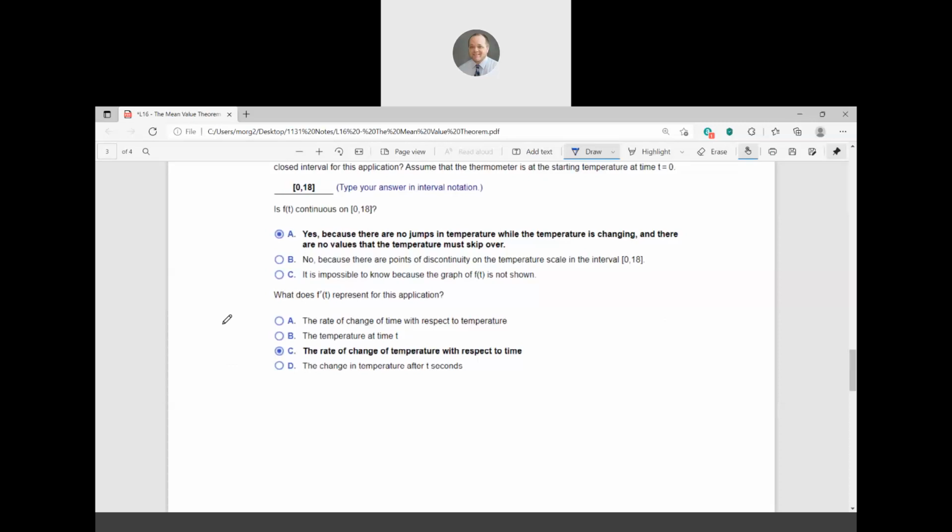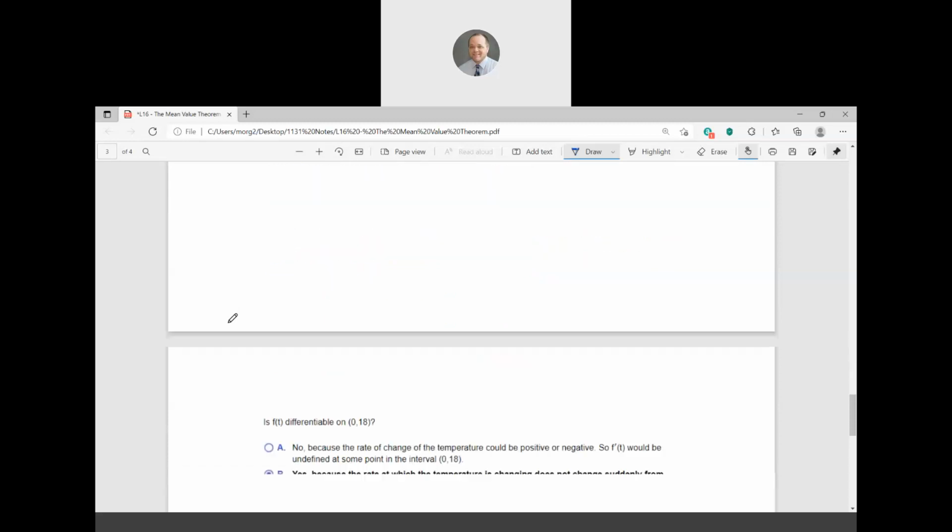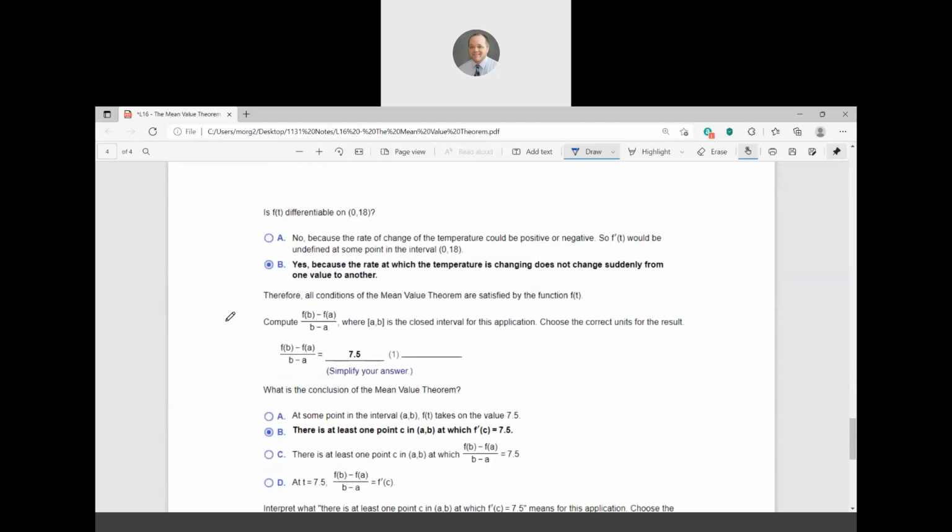And C is the correct answer. Is the rate of change of temperature with respect to time. Remember our basic definition of derivative back at the beginning of the semester. Derivative means change in values. All right, next question.